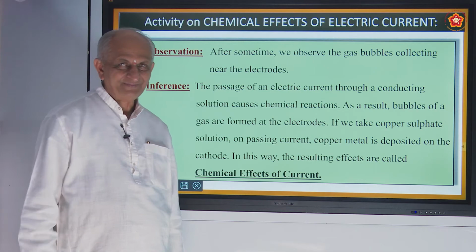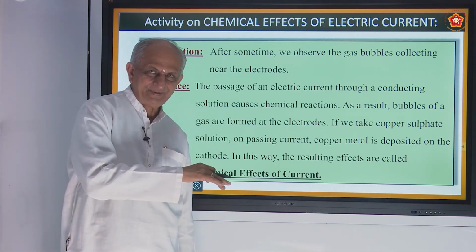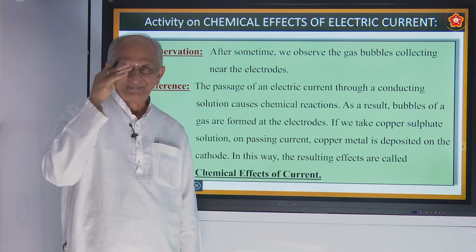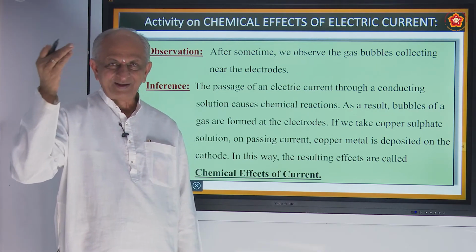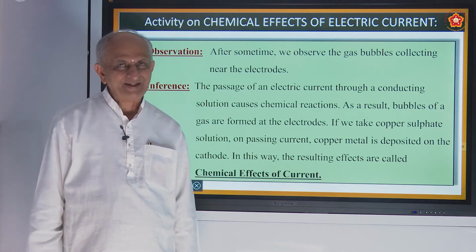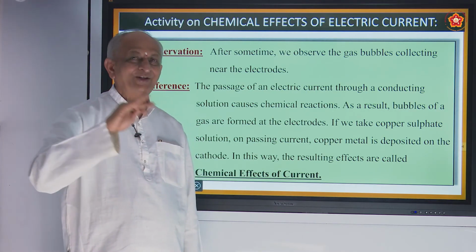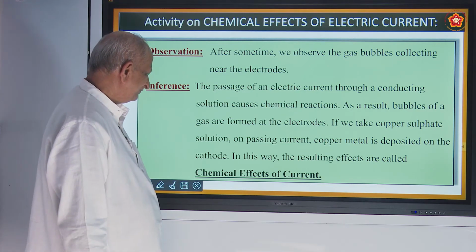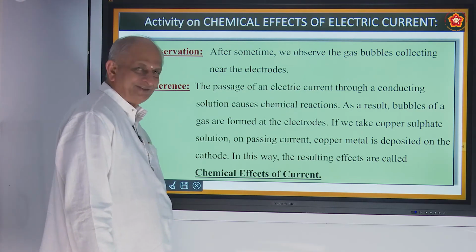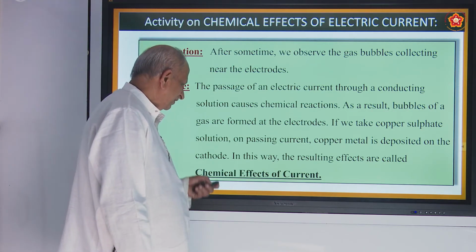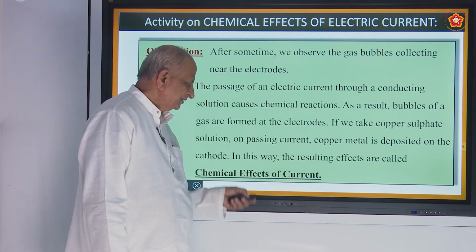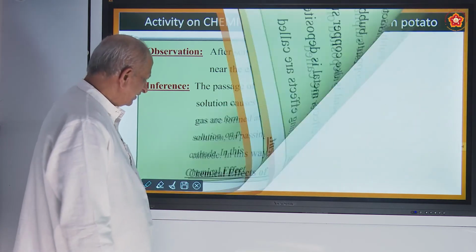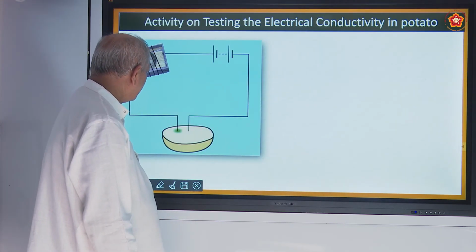It becomes ghee. So water, milk, curds, then butter, then ghee, all are forms of the same milk. But all forms are new. You cannot get back, correct? Such a change is called a chemical change. So here also, by passing current, we find some permanent changes. That is called the chemical effect of electric current.